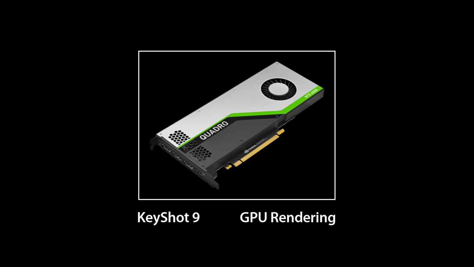KeyShot 9 introduces GPU rendering. GPU rendering or acceleration has been a much requested feature, and now we have the choice of using either CPU or GPU for KeyShot real-time previews and renders. Now of course there are some requirements and caveats for GPU rendering, so let's look at these in detail.